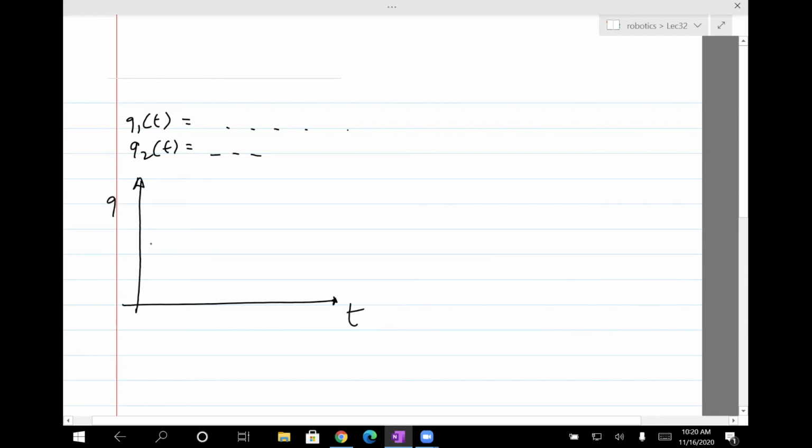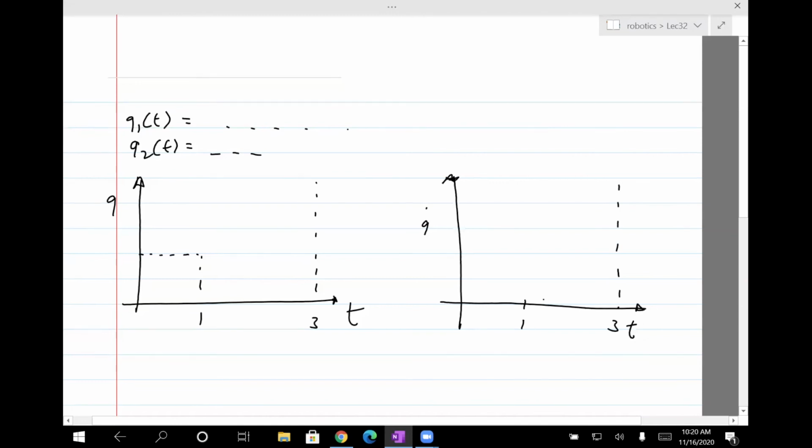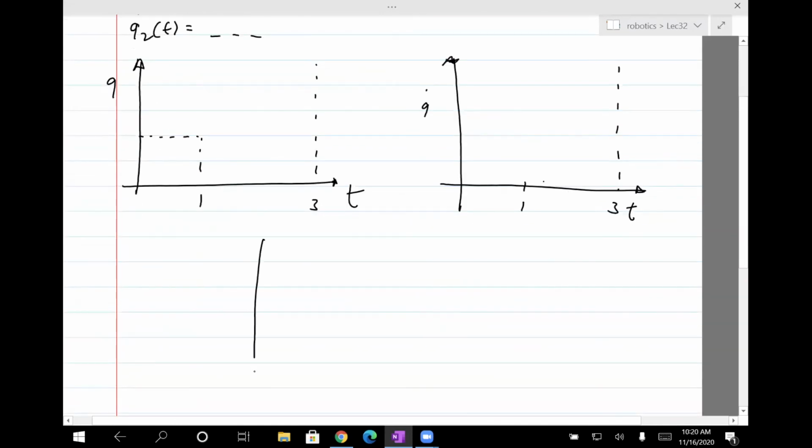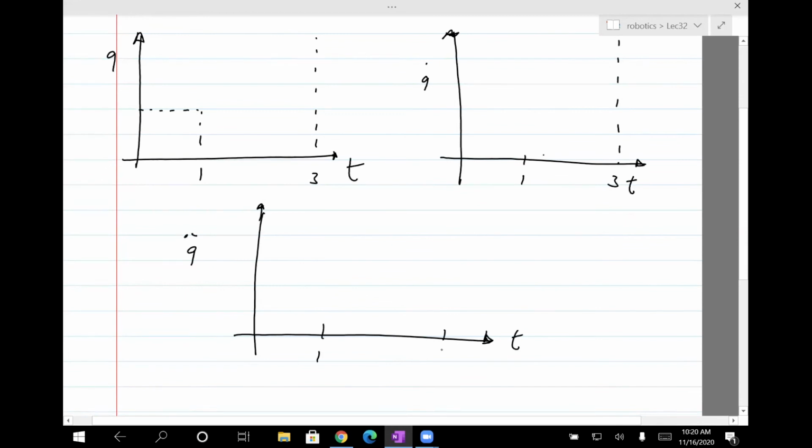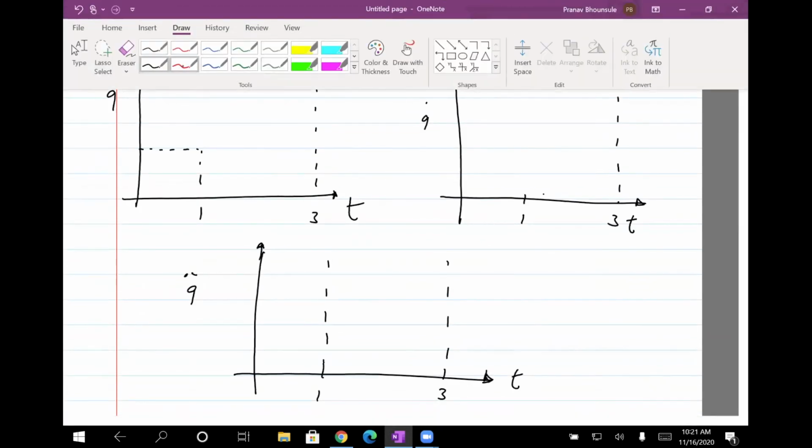So what you notice is that if you do these plots, you'll see something like this: 1, 3. So first half, okay, let me draw all the three plots: q dot versus t. So again we have 1, then somewhere here we have 3, and then finally we would have q double dot versus t. So again there will be 1 second and then 3 seconds. Okay, so the plots will look like this.